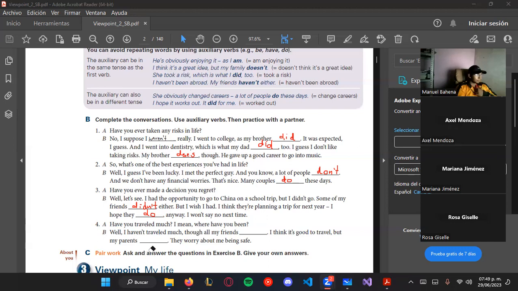Yes, teacher. Have you traveled much? I mean, where have you been? Well, I haven't traveled much. So all my friends, yo le puse did. My friends haven't traveled much, though all my friends did. Did. Okay. We'll see, ahorita vemos. I think it's good to travel, but my parents doesn't. Doesn't. Okay.